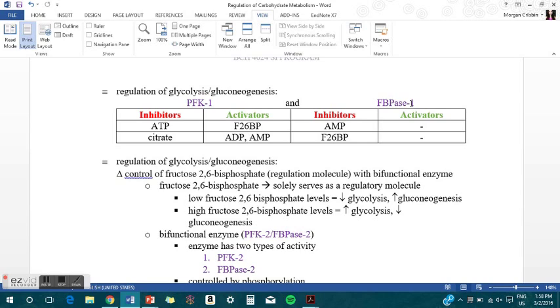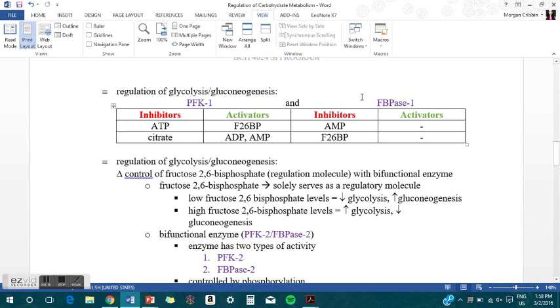So FBPase1 is an enzyme that is going to be responsible for that second step of gluconeogenesis. So it's going to be responsible for dephosphorylating that fructose 1,6-bisphosphate to fructose 6-phosphate. So the opposite direction, the phosphorylation of fructose 6-phosphate to fructose 1,6-bisphosphate, is by PFK. So it makes sense that these two molecules are going to be in opposition to each other, okay?